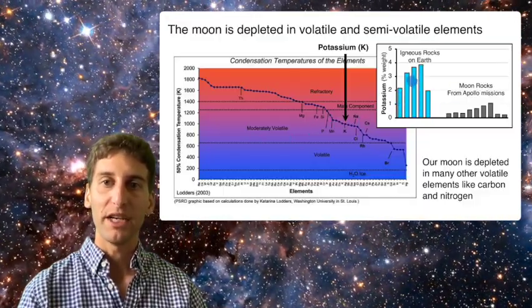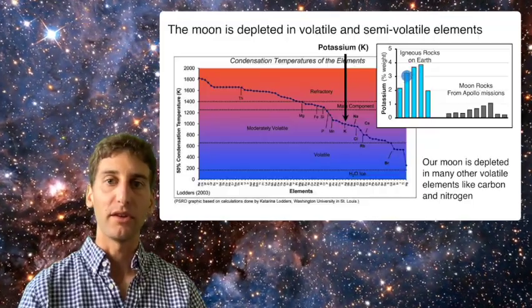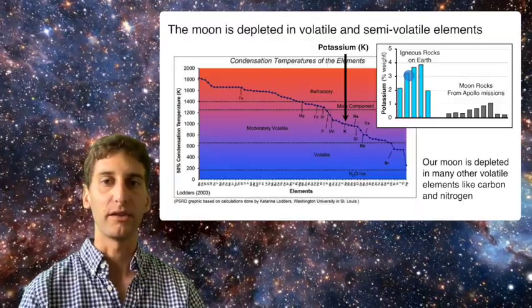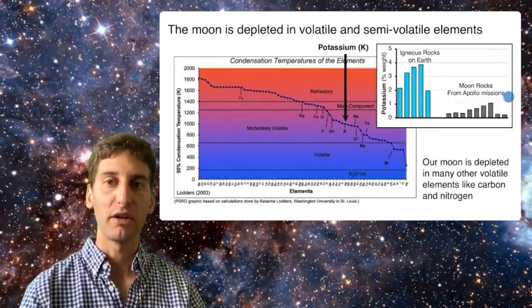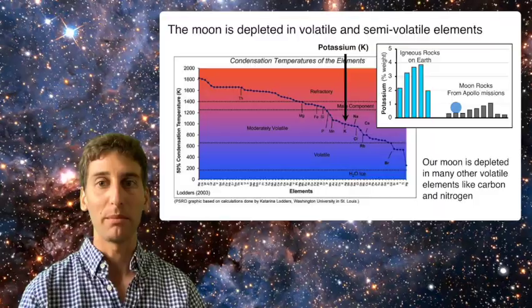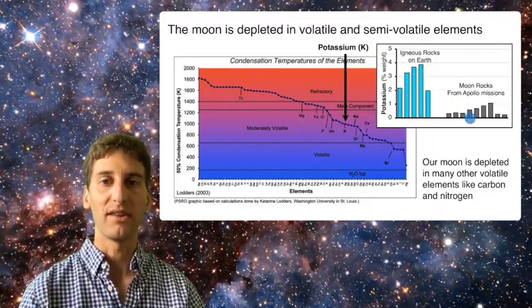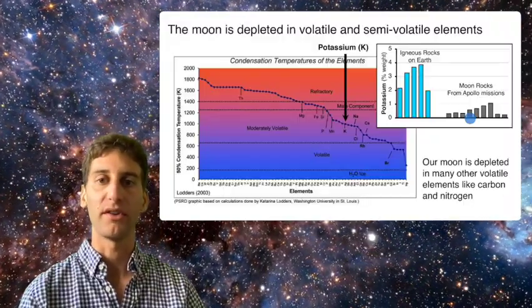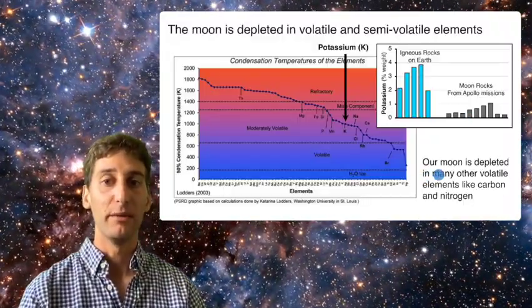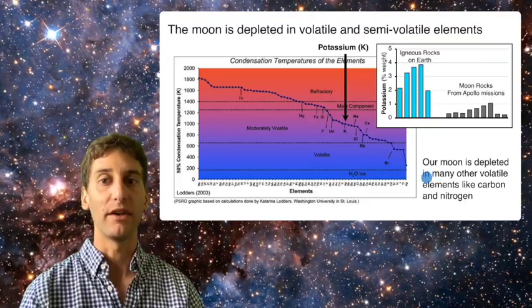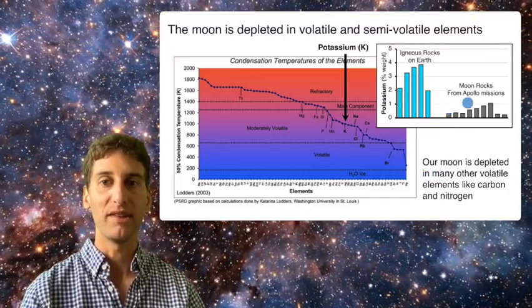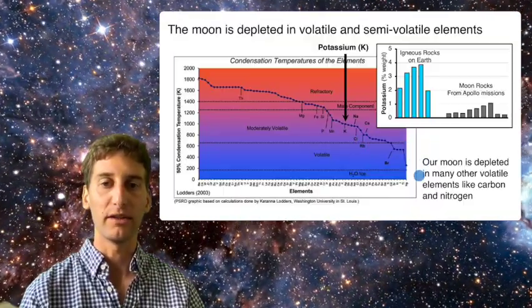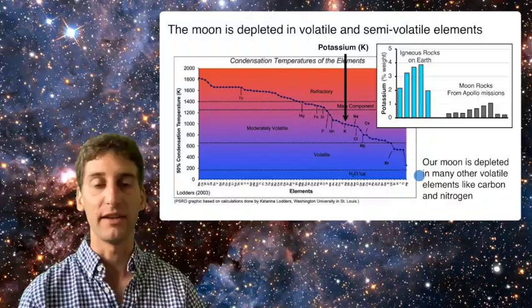So if we look at potassium here on Earth, it forms essentially 3% to 4% of the rocks on Earth's crust, whereas similar rocks from the moon, it's only 1% or so. So there's some big difference in the amount of potassium on Earth versus on the moon. The moon is also depleted in lots of other volatile elements. So the fact that it's missing this volatile potassium implies that it's missing a lot of other volatile elements that make up our atmosphere, like carbon and nitrogen and oxygen.